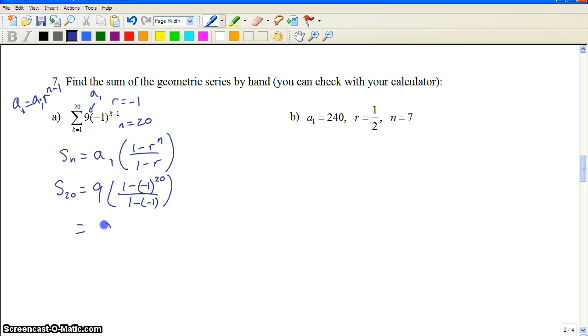Now to do this in parts, we get 9 up there. Negative 1 to the 20th power is going to be a positive 1. In the denominator, we're going to get 1 plus 1. So then we're going to get 9 times 0 over 2, which is going to be 0. So the sum of this from 1 to 20 is actually going to be 0, which is kind of crazy sounding, but it is.